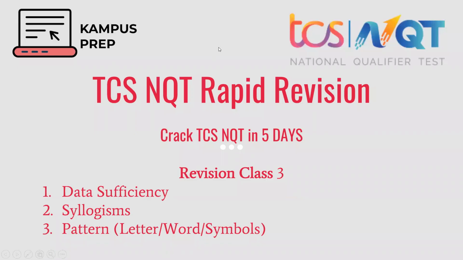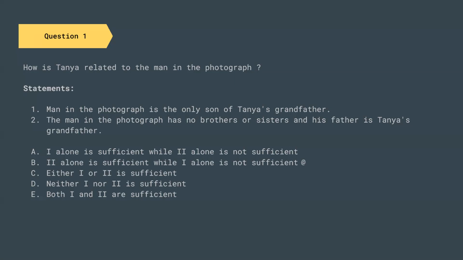Welcome to class 3 of TCS NQT Rapid Revision Series. Today we are going to discuss data sufficiency, syllogisms, pattern. In pattern, we are going to discuss letter pattern, word pattern, and symbol pattern. So without any delay, let us start with our first question.